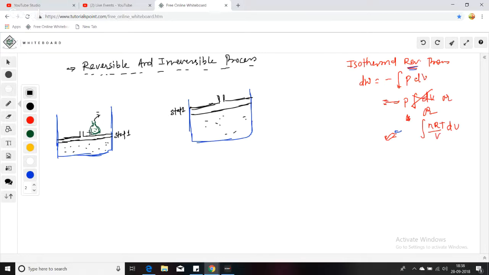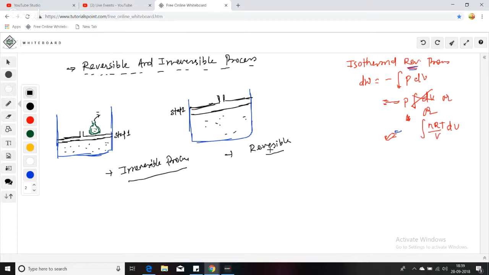When you remove this sandbag completely, what happens? This piston all of a sudden will go up, right? So this process is a very fast process, and this process we call an irreversible process. The second way that I explained, that you keep on removing the sand particles slowly and then achieve the final state, that process is a reversible process. So now you think on it a little bit.